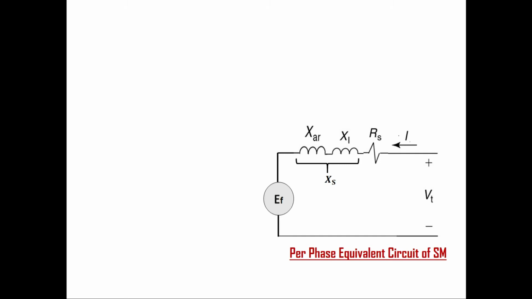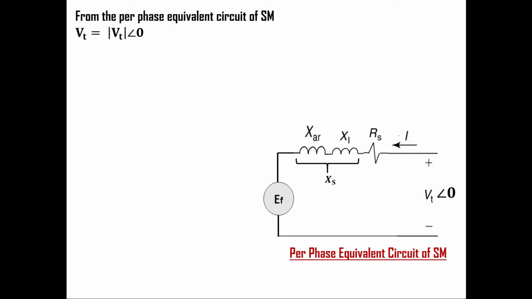Vt is the per phase voltage and is considered as reference phasor, so angle is 0 degree. Ef is the EMF induced in the stator winding due to the rotor field flux phi f. The angle with respect to Vt is considered as delta. This angle delta is called power angle or torque angle. You will get the reason for the name at the end of this video.